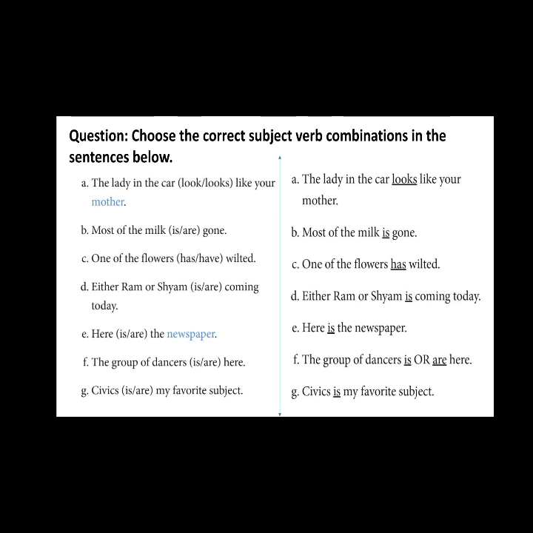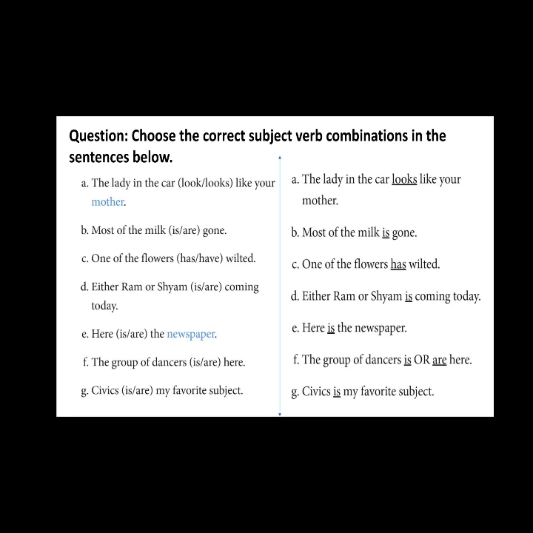So this is a little exercise, and I will solve it for you. "The lady in the car looks." Yes, it is singular, that's why "looks." "Most of the milk is" or "are"? Yes, "is," because this is a kind of measurement, and I told you measurements always take the singular form. "One of the flowers has," because it's singular. "Either of Ram or Shyam" is also singular. "Here is the newspaper," because "newspaper" is a singular form.